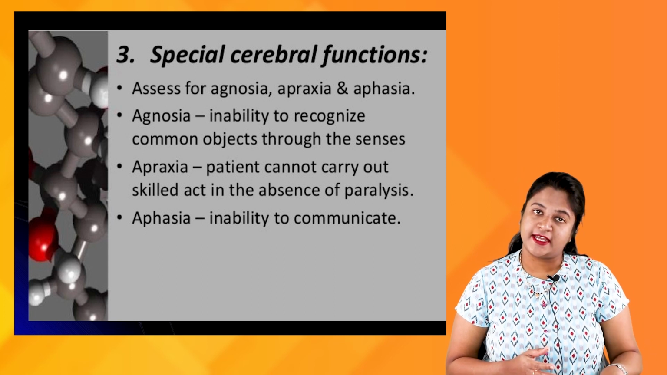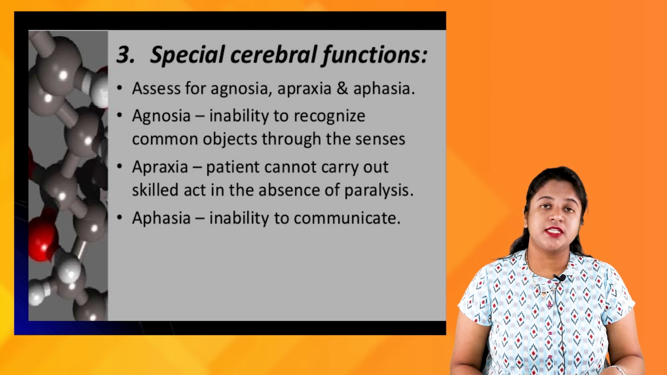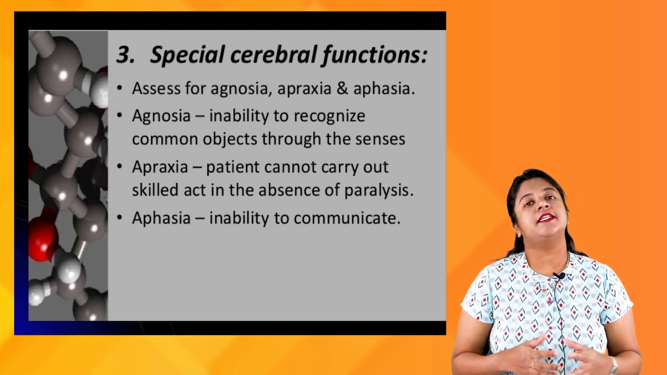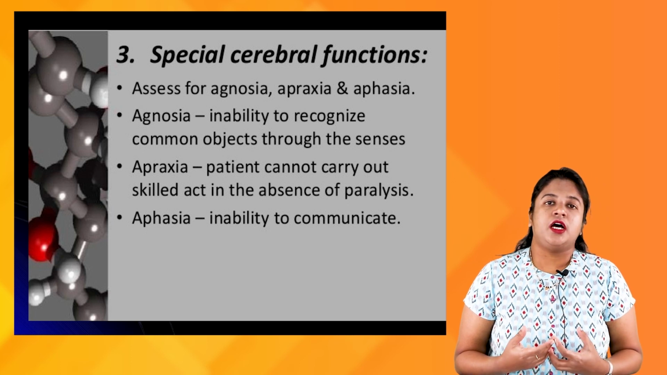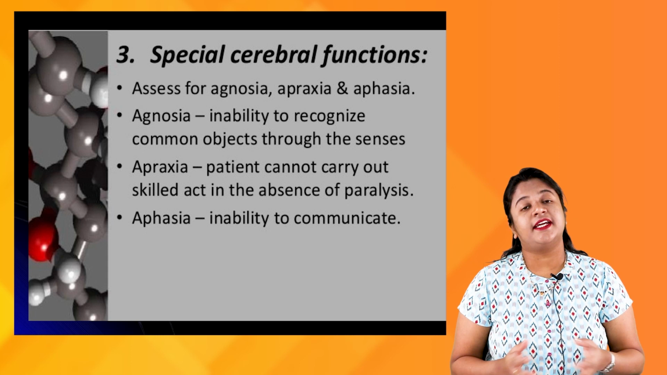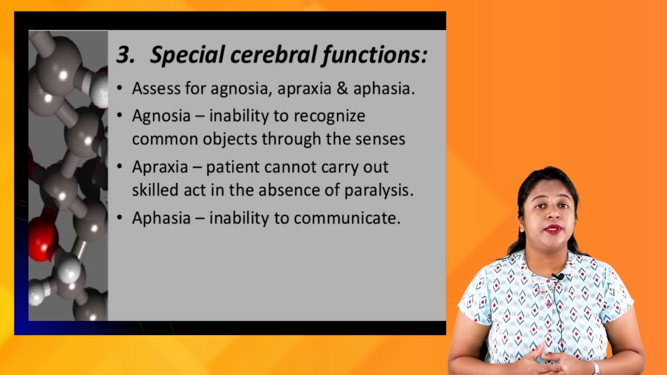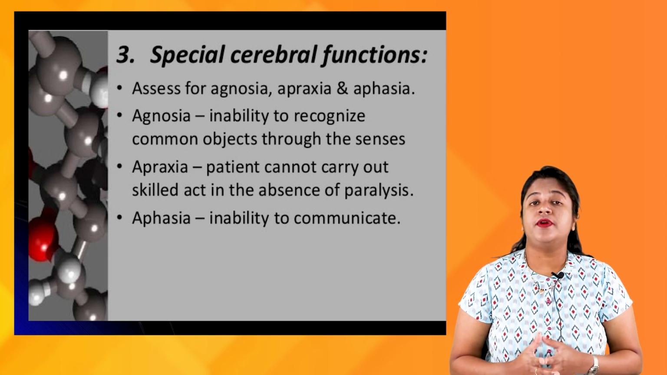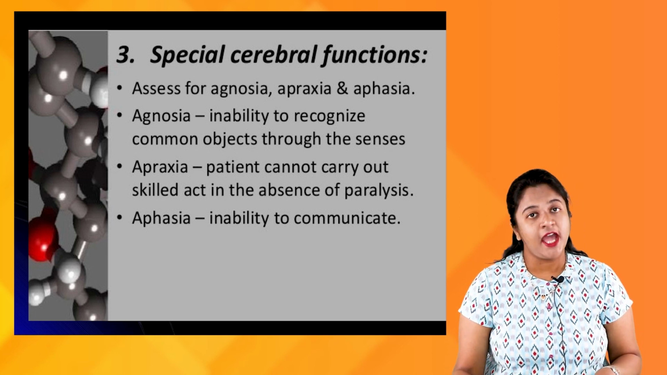So that is called apraxia. The third thing you're going to assess is if the patient is having aphasia. Aphasia is the inability to communicate. There is a problem with the language, an inability to communicate through words or phrases. That condition is called aphasia. So this is what you're going to do in the special cerebral function, wherein you're going to find out whether the patient is having agnosia, apraxia, or aphasia.